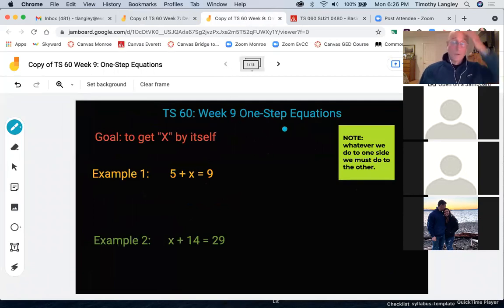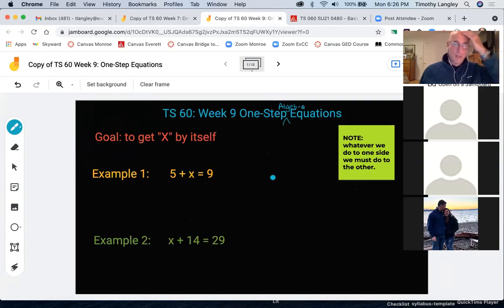One-step equations. We're talking about algebra. So if you are taking notes tonight, or whenever you're watching this, in your notes, put down one step, maybe even the word algebra equation. Okay, that's algebra. Algebra equations, one step.